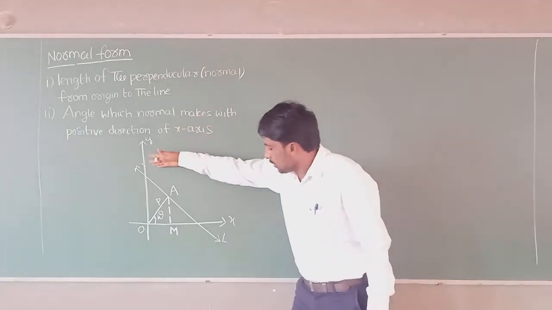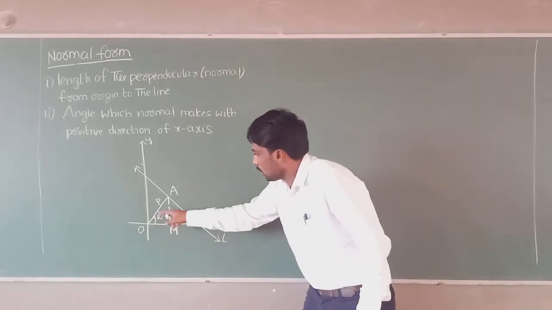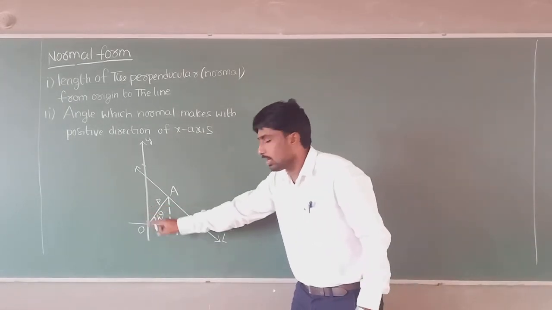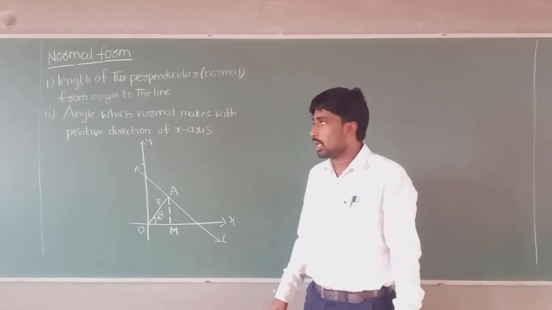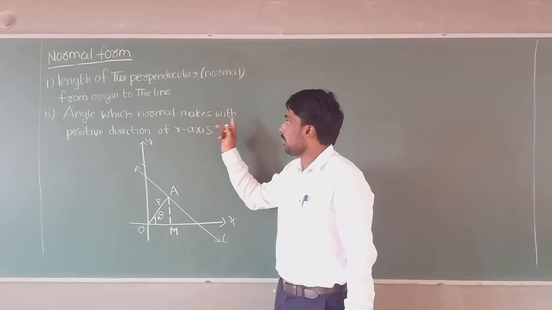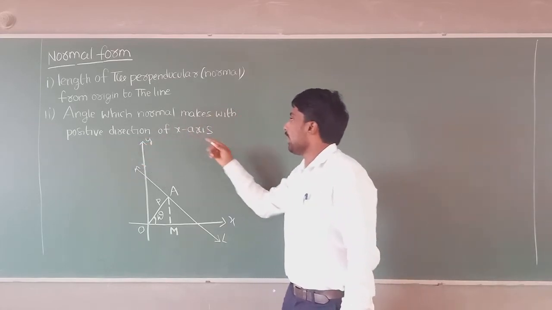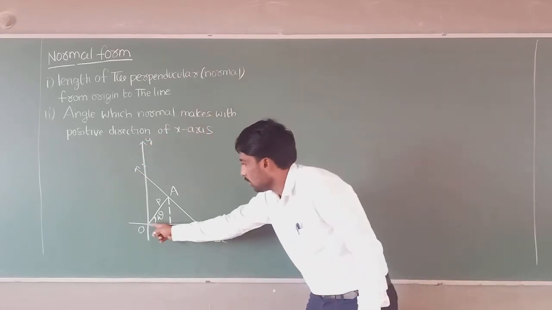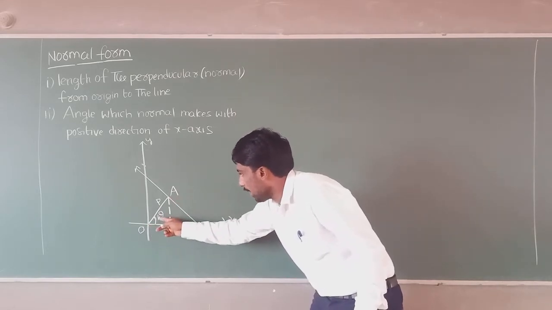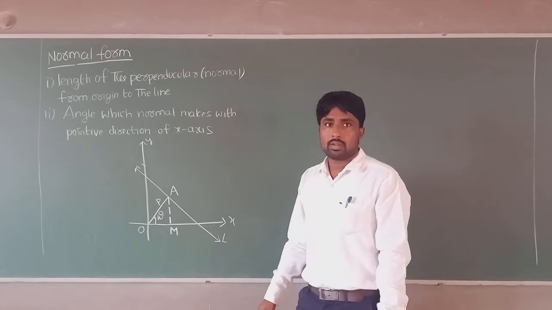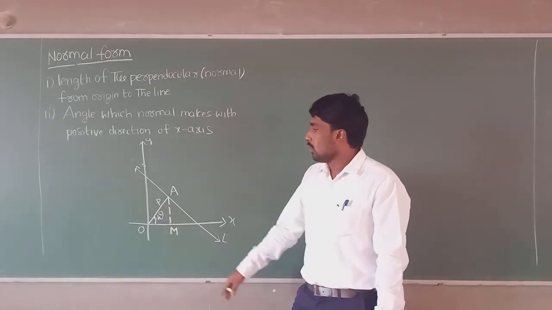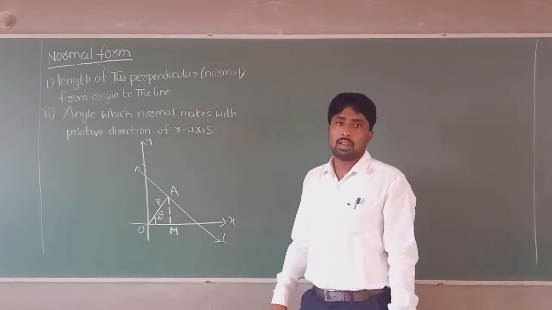So, if I take this as the line, from the origin to this point, this length they give as p, small p. Okay, and one more component they give is the angle which the normal makes with the positive direction of the x-axis. So this is the x-axis, this is the line OA, and this angle they mention as omega. So by using these two components, they are asking to find the equation of the line.